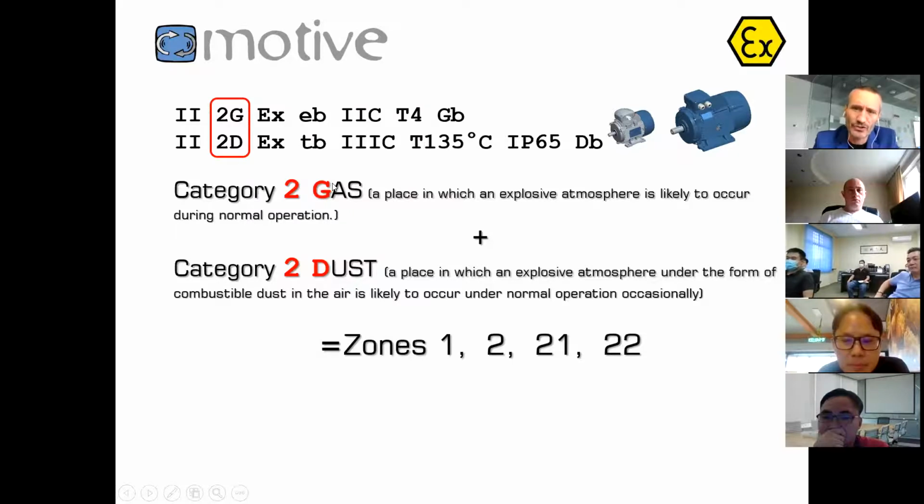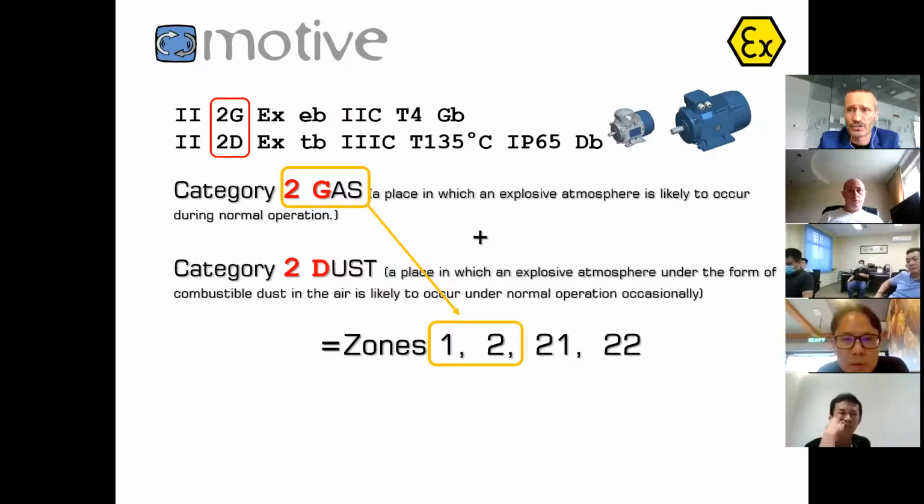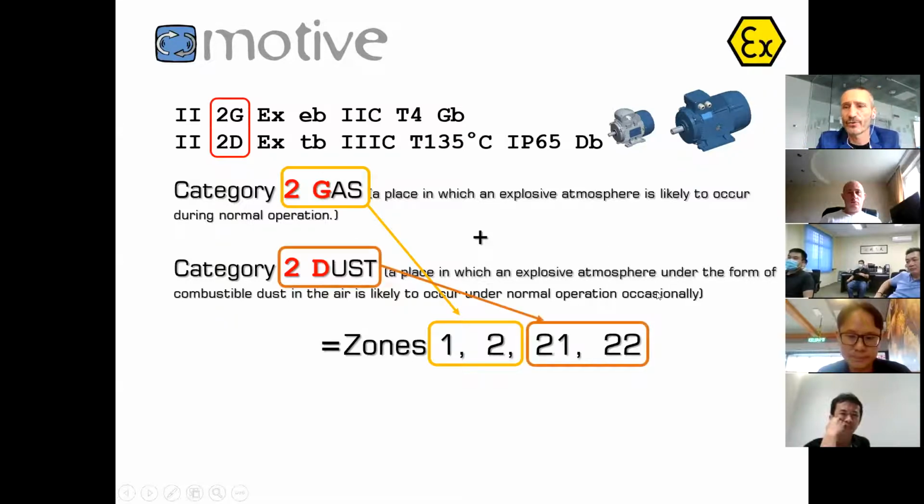Actually, sometimes the clients also don't talk about 2G or 2D. They just say, I want it for zone 1, for zone 2, or for zone 21, or for zone 22. They are different ways to say the same thing, because category 2 gas is zone 1. Since category 2 gas, a product for high risk, is also suitable for an area with medium or low risk, it is also suitable for category 3. And therefore, a 2G is also suitable for zone 2. Category 3 gas is zone 2. 21, 22 is for dust. 21 is category 2, 22 is category 3.